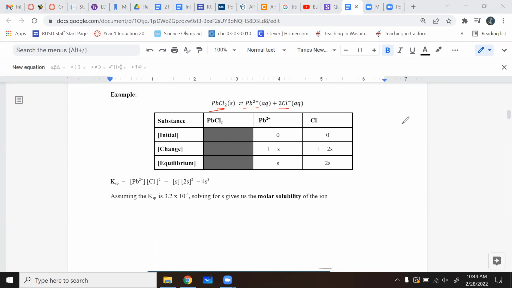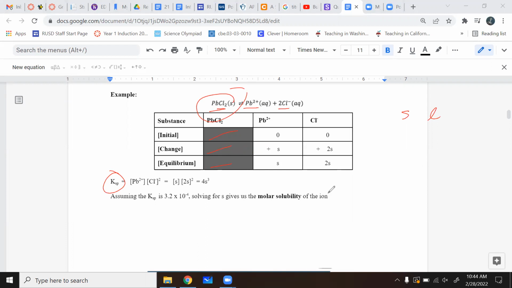Now, we know that we leave anything that's in solid state or liquid state out of an ice table, right? So the amount of solid still left does not matter in terms of our KSP. So for our salts, for our KSPs, you're going to notice that there's not really a denominator there because our reactant is in solid form. That's why it's left out of this ice table.